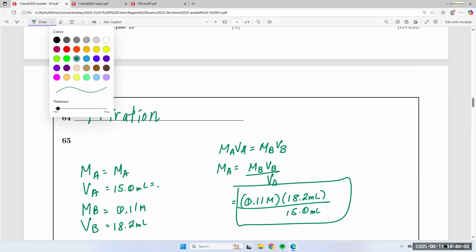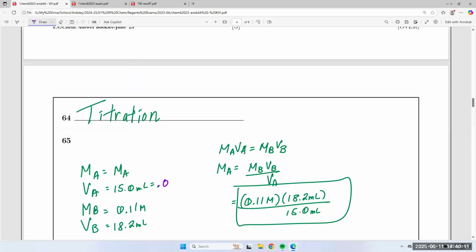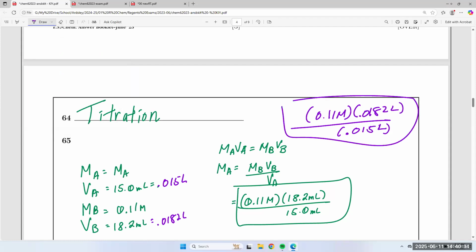Okay, so let's shift to a different color. Let's go to purple. If you actually did this, 0.015 liters, and then you converted this by dividing and did that, and then if you wrote this like this, that is also correct. That's a liter, by the way. Either way works. All right, onwards.